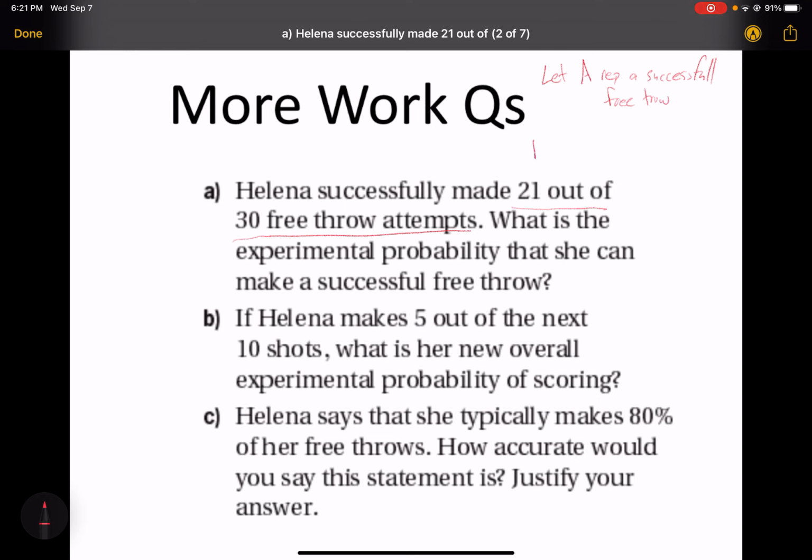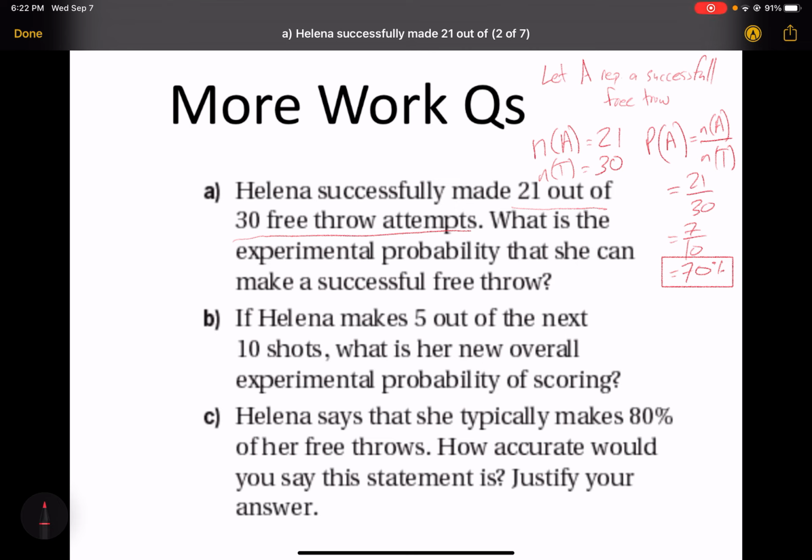So we already know how many successful free throws there were: 21. And NT is equal to 30. So the probability of A is equal to NA over NT, which is equal to 21 over 30, which is equal to, dividing by 3, 7 over 10, which is equal to 70%. So the probability of a successful free throw is 70%.